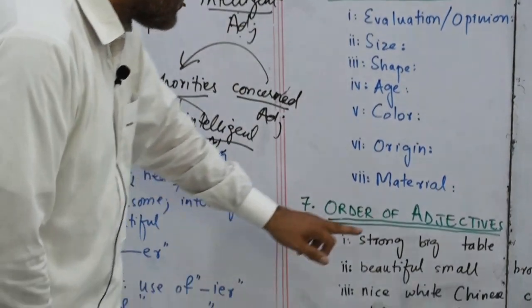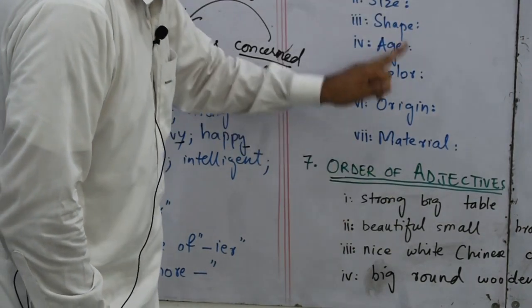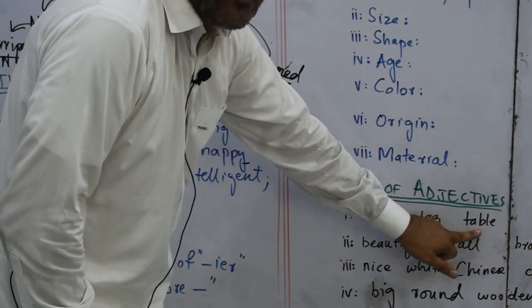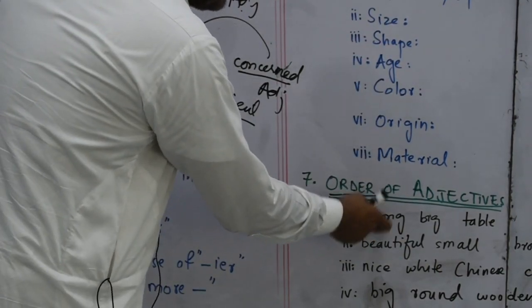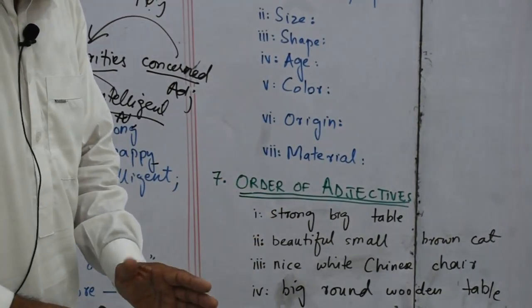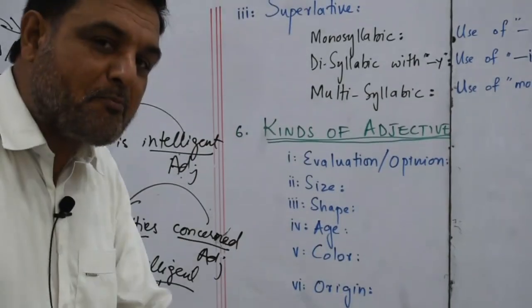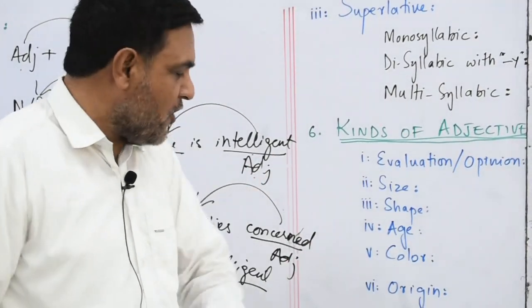Here are some examples. Strong is an adjective of evaluation. Big is an adjective of size. And table is a noun. So we have used the adjective of evaluation earlier and the adjective of size later. You cannot say big strong table. You will have to say strong big table, because adjectives of evaluation come earlier than adjectives of size.